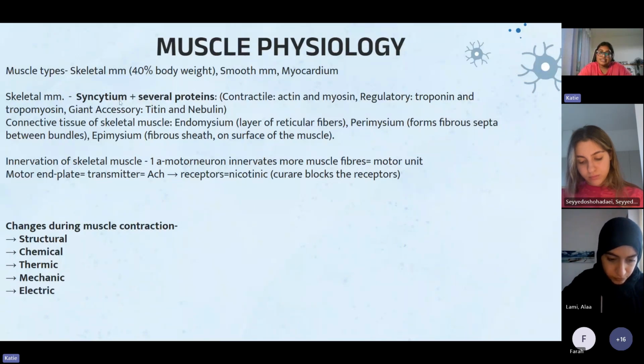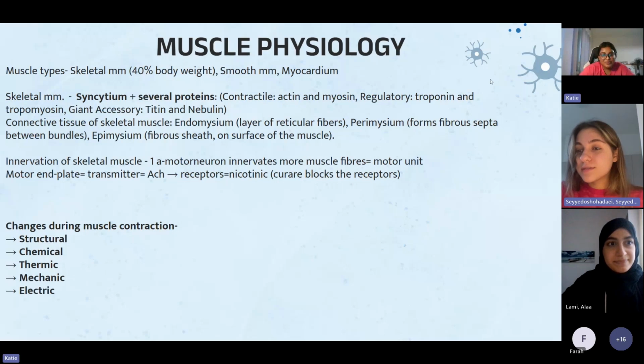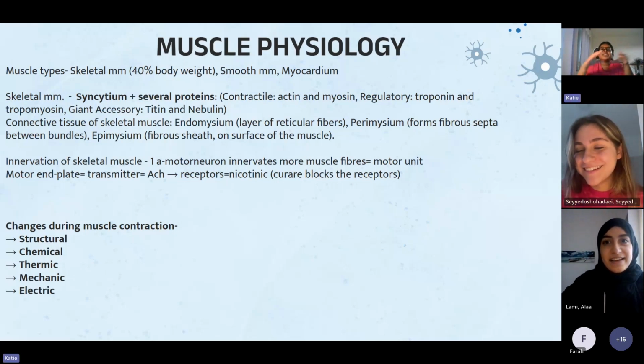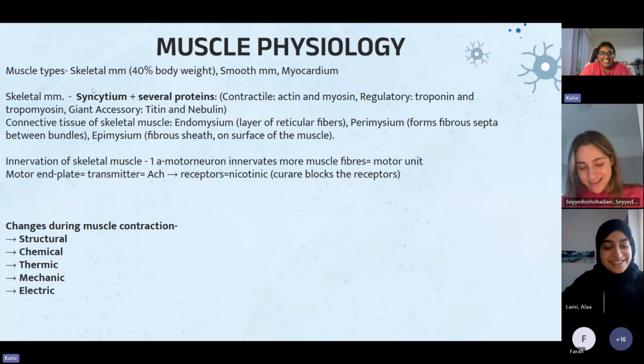Skeletal muscle has syncytium. I hope you all remember. Does anyone remember what syncytium is? I think it's a group of nuclei. Yeah, it is the many nuclei. Thank you, Alaa.